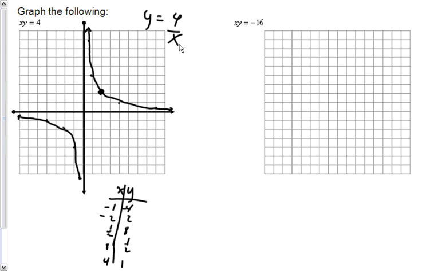Also, notice how it's undefined at 0. Notice how there's a problem there. We can't think about two numbers multiplied together will never give you 4 if one of them's 0. Okay, that's a bad one. Now over here we have the same similar problem.